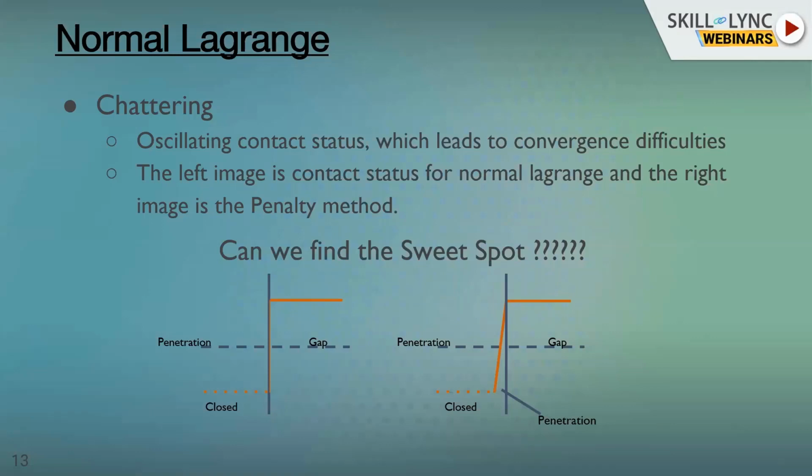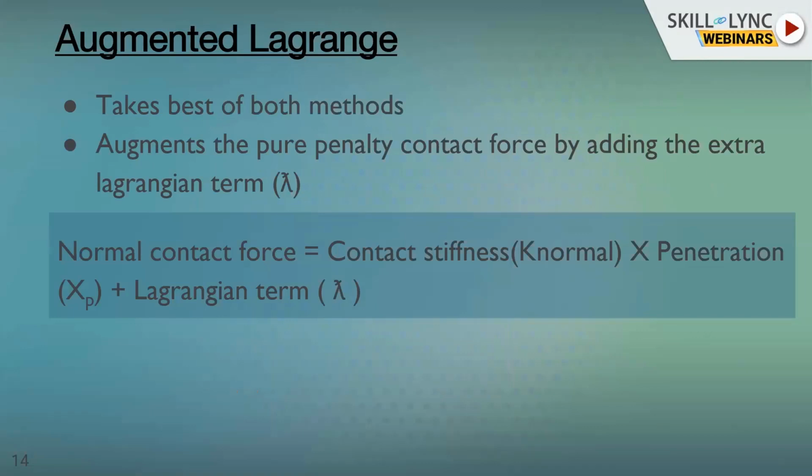But what if we don't want the penetration that is created by the penalty method? For that, we have got a sweet spot of augmented Lagrange. What it does is take the best of both methods. It calculates the contact stiffness based on the material properties, as well as the Lagrangian term, which is used to calculate the contact force, right? We are not going into details of how that Lagrangian term is calculated. It's similar to the Lagrange term we have seen earlier. That Lagrangian term is calculated based on the penetration of one body into the other.